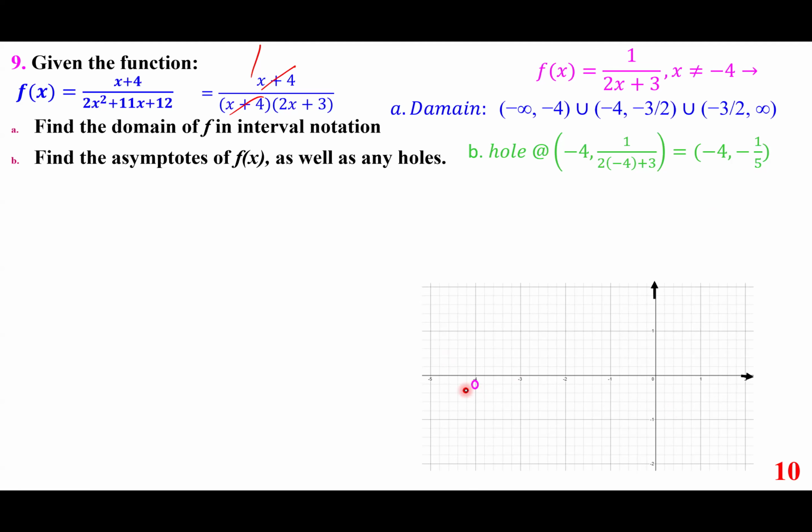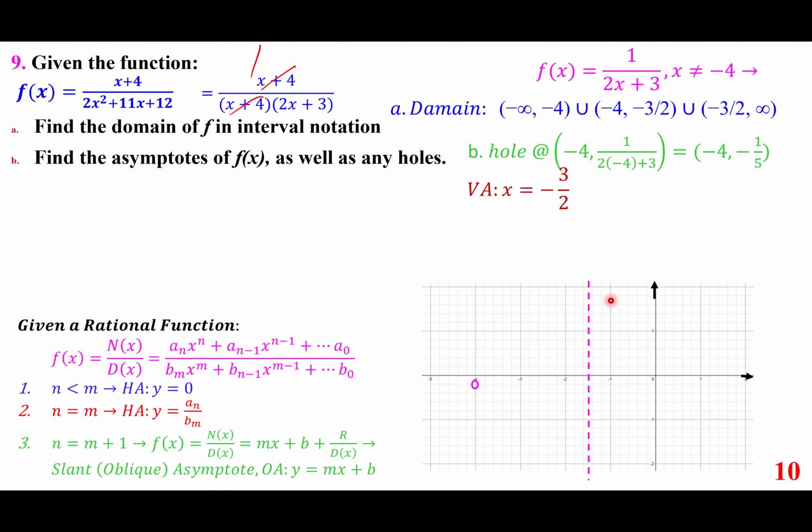Vertical asymptotes, you set the denominator equal to 0, not this denominator, the simplified version. To find any vertical asymptote, you set the denominator equal to 0. 2x plus 3 is 0. X equals -3/2. What about horizontal asymptotes, slant asymptotes? Here's how things work. So that's your vertical asymptote. X equals -3/2.